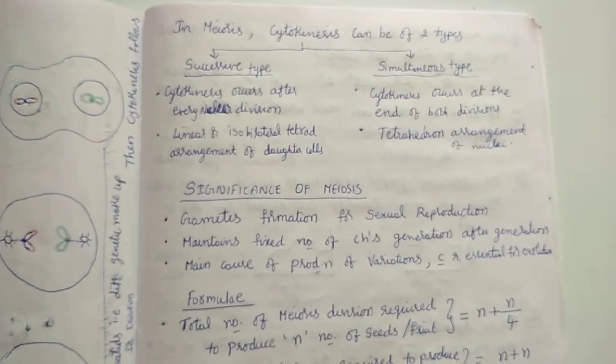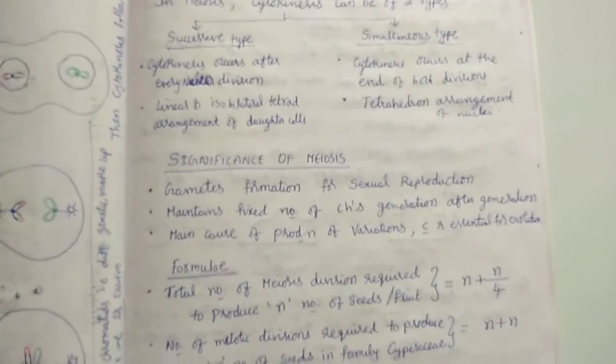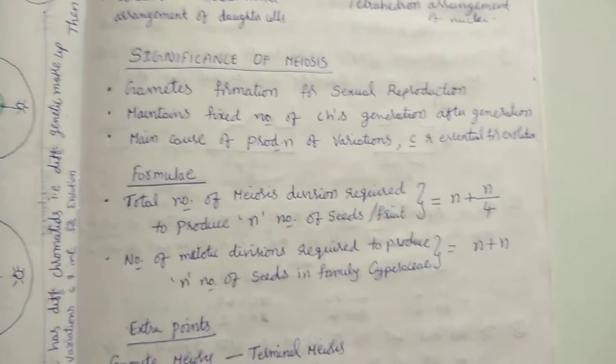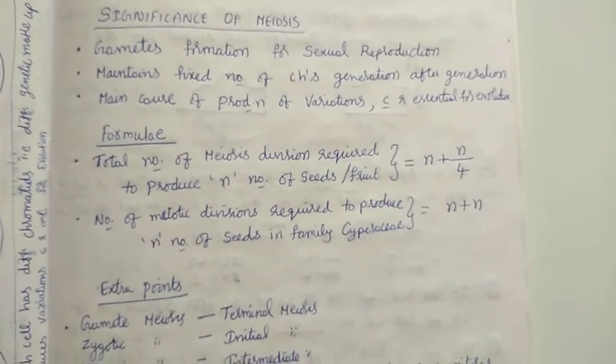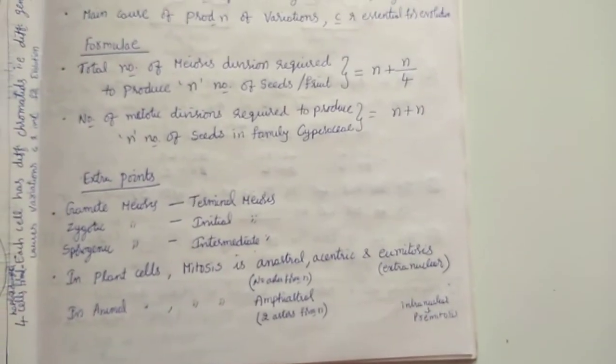And this is after meiosis cytokinesis. It's of two types, successive type and simultaneous type. And significance of meiosis formulae have been specified in order to calculate the numericals, and these are some extra points related to the cell cycle and cell division.